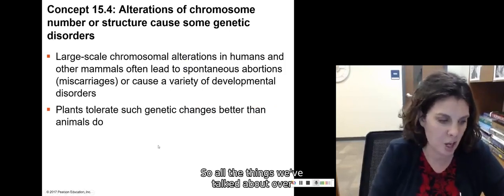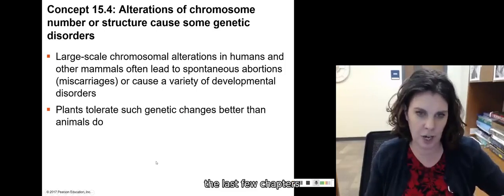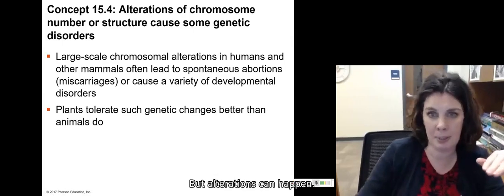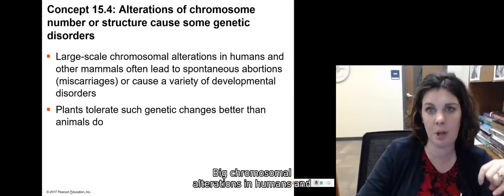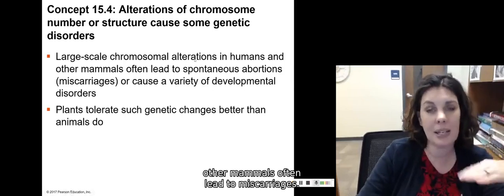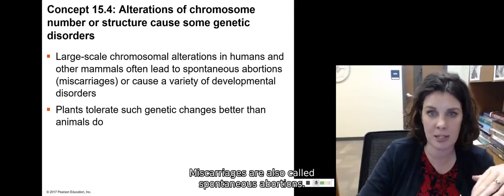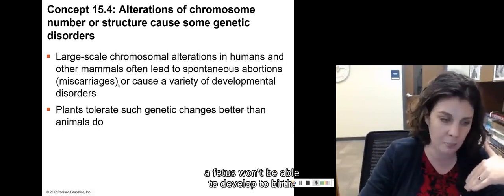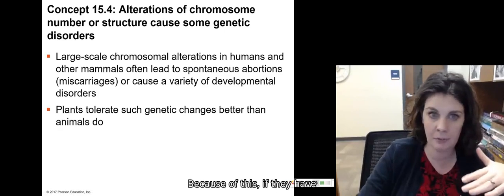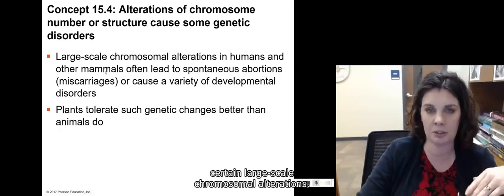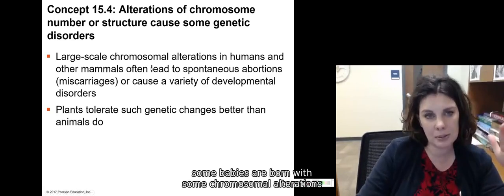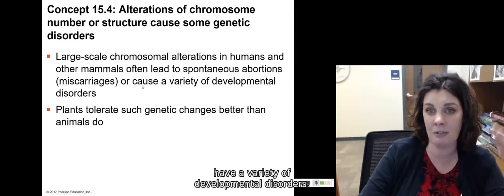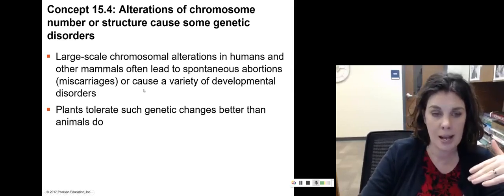Let's talk about some genetic disorders. All the things we've talked about over the last few chapters are the typical, what you expect to happen, but alterations can happen. Big chromosomal alterations in humans and other mammals often lead to miscarriages. Miscarriages are also called spontaneous abortions. So a fetus won't be able to develop to birth if they have certain large-scale chromosomal alterations. Some babies are born with some chromosomal alterations, and they will likely have a variety of developmental disorders.